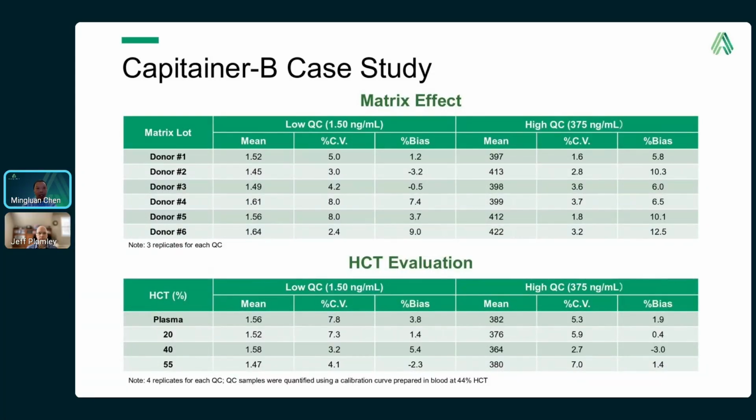Next, we evaluate the matrix effect and the impact of hematocrit. Matrix effect was evaluated at the low and high QC level across 6 blood lots, confirming high assay selectivity. Hematocrit impact shows no significant bias, demonstrating that the developed agitation method preserves disk integrity while providing consistent and quantitative recovery across hematocrit levels.